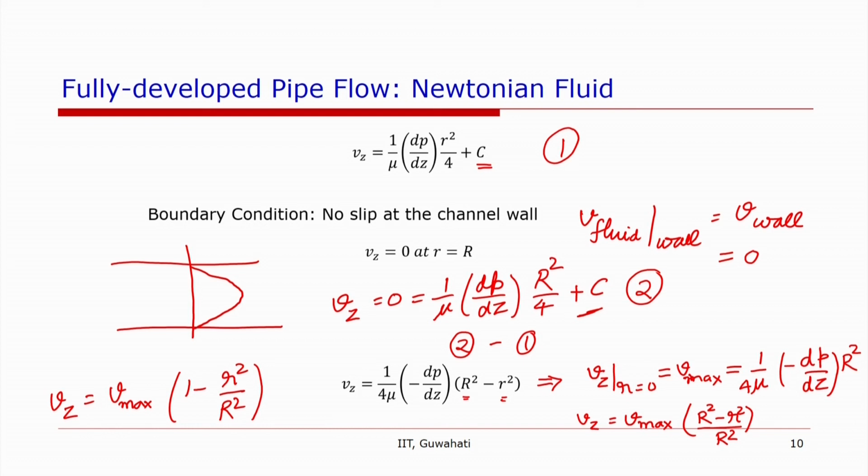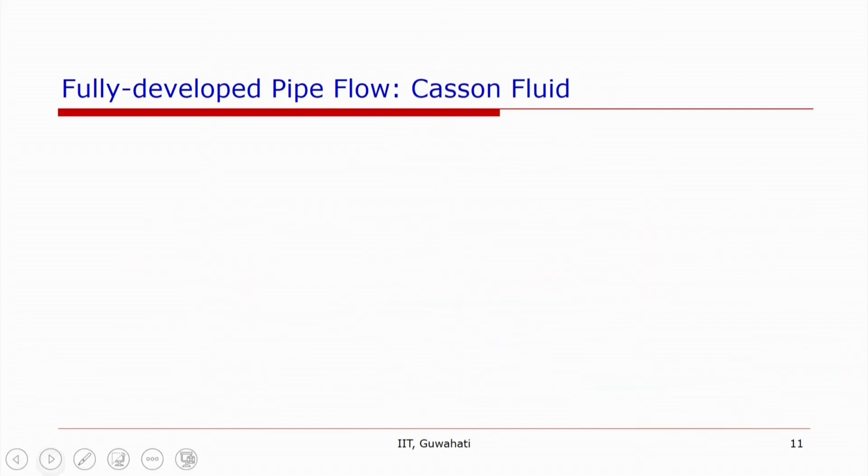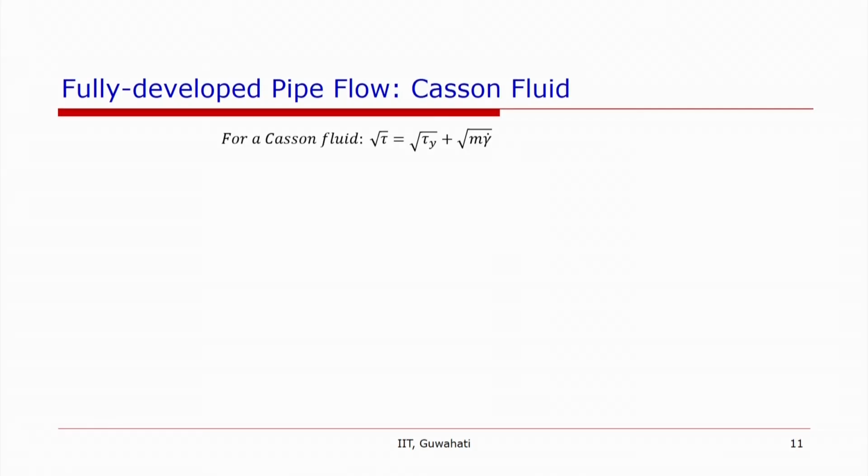You can also calculate the flow rate and average velocity for this pipe flow. Now, we will look at the flow of a Casson fluid. For a Casson fluid, you might remember from the previous lecture that the constitutive equation, the relationship between shear stress and strain rate, is given by this formula: the square root of shear stress is equal to the square root of yield stress plus the square root of m gamma dot, where gamma dot is the shear rate and m is a consistency index.